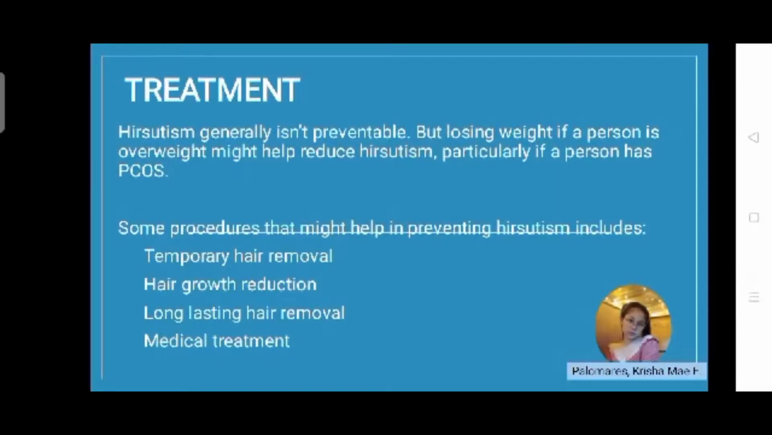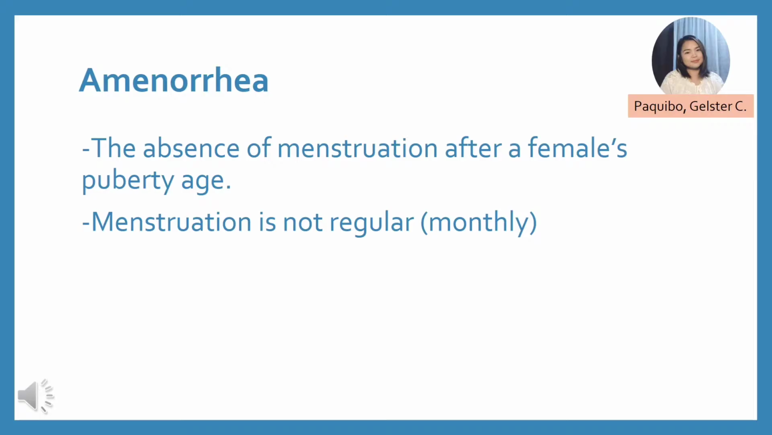For the treatment, hirsutism generally isn't preventable, but losing weight if a person is overweight might help reduce hirsutism, particularly if a person has PCOS. Some procedures might help in managing hirsutism, including temporary hair removal, hair growth reduction, long-lasting hair removal, and medical treatment. The next disorder is amenorrhea.